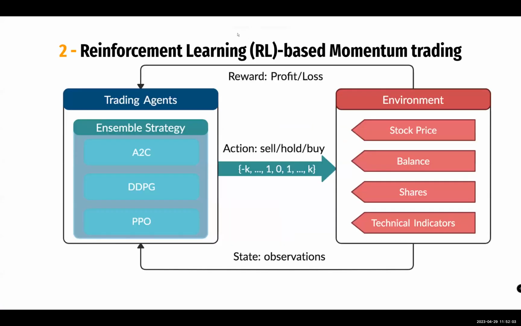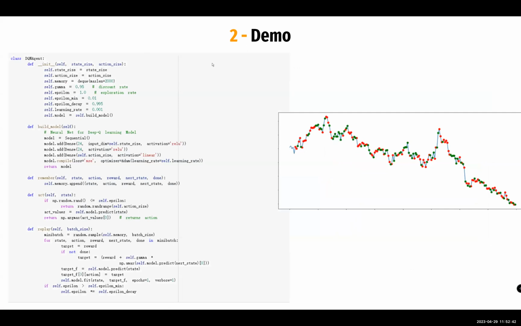Okay, so in this project, we want to try reinforcement learning with momentum trading. In our project, the environment variables are the stock price, balance, and also the shares. Then we will test different trading agents, and the trading agents will make actions correspondingly to the environment. After the action is made, we will have the reward. The reinforcement trading agent will decide what to update, and then do the optimization based on the reward. Okay, so let's get into the demo.